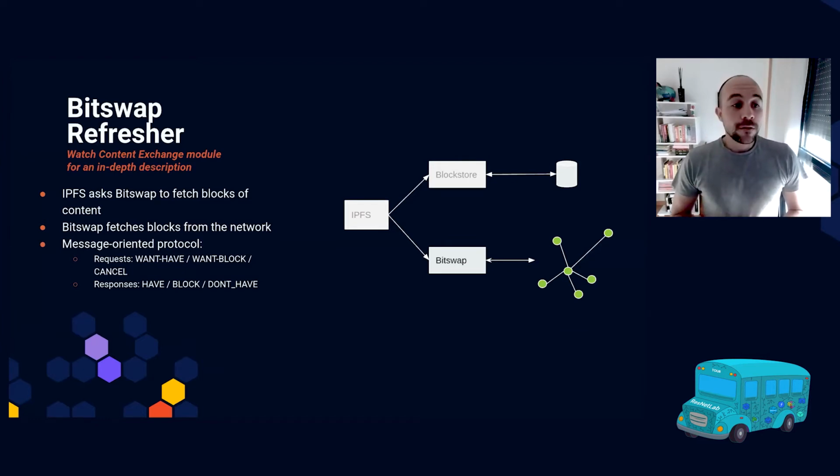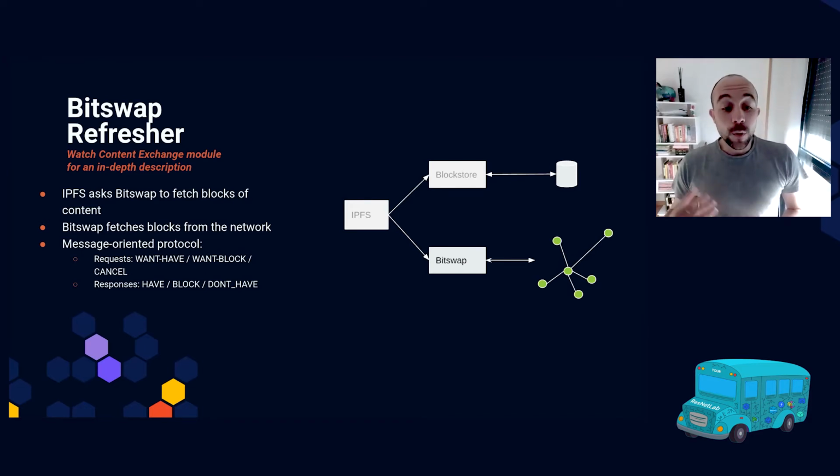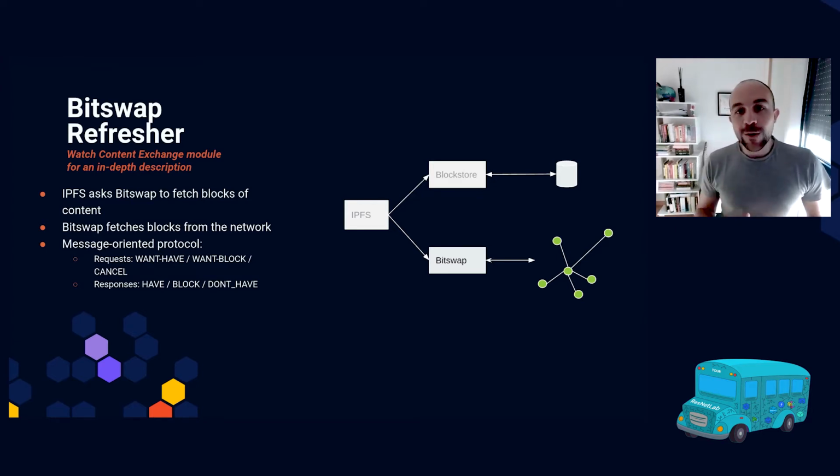So if you recall from the content exchange module, Bitswap is a message-oriented protocol with 6 different messages. We have 3 request messages. We have a want-have message, which is used for content discovery, and to these want-have messages, peers will answer either with a have if they're storing the block that we're looking for, or with a don't have if they don't have it. Then we have the want-block message, or the want-block request, which is used for actual content exchange. To the want-block request, peers can answer either with the actual block that we're looking for or with a don't have if they don't have it.